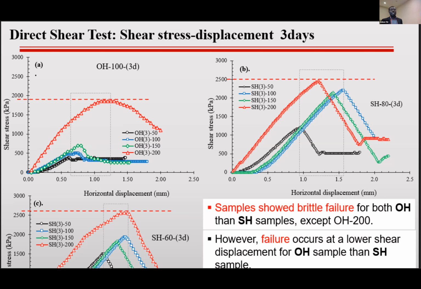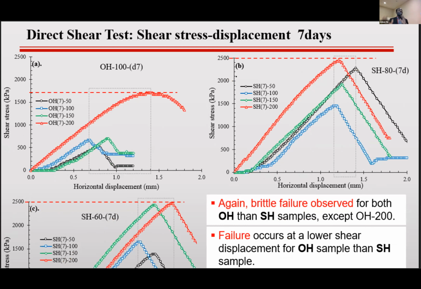the optimum moisture content samples fail at a very low shear displacement, or horizontal displacement. Compared to the sequential hydration samples, those ones fail at a much higher horizontal shear displacement. And also the maximum shear stress that was measured is higher for both sequential hydration samples compared to the optimum moisture content. And the same as the first one, they increased about 30 to 36%.